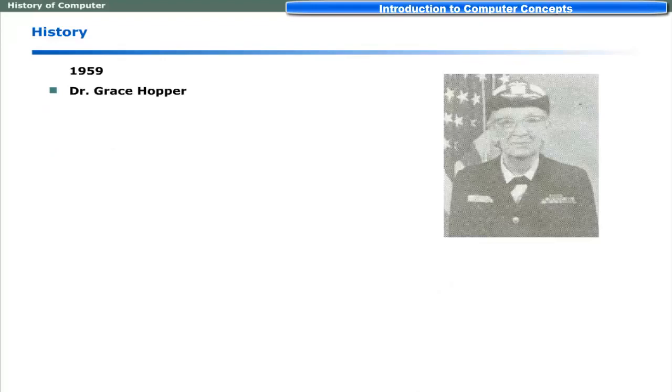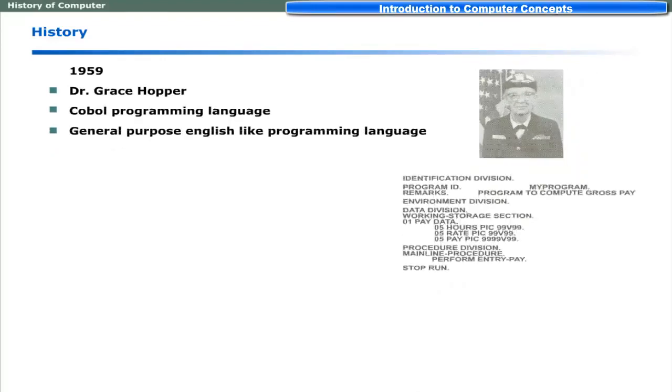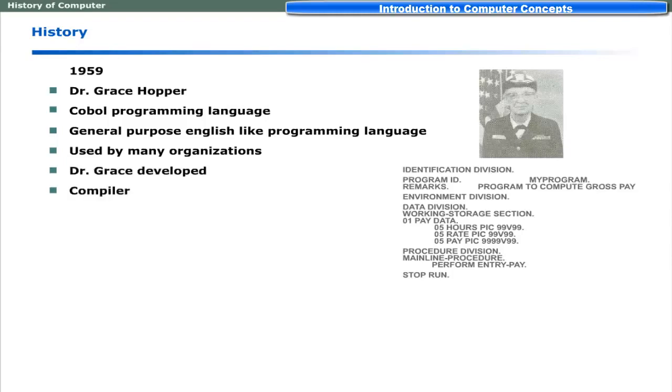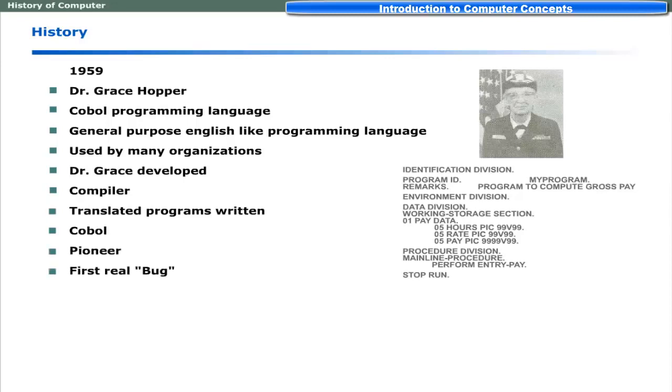Hopper conceived the idea of the COBOL programming language. It was a general-purpose, English-like programming language that is still used by many organizations. Dr. Grace developed a compiler that translated programs written in COBOL to run on a variety of computers. She is also the pioneer to find the first real bug in a computer. Programmers debug software to find out errors or bugs in their programs.